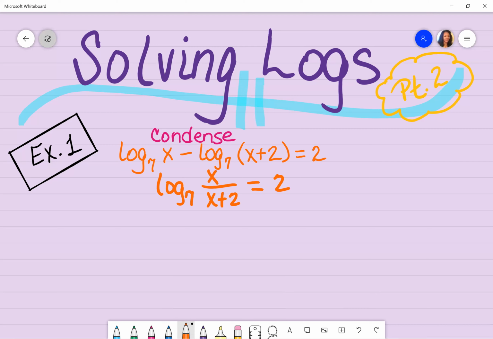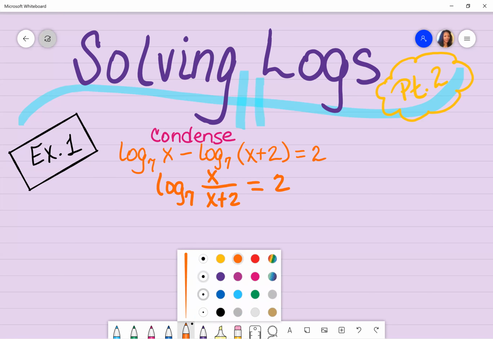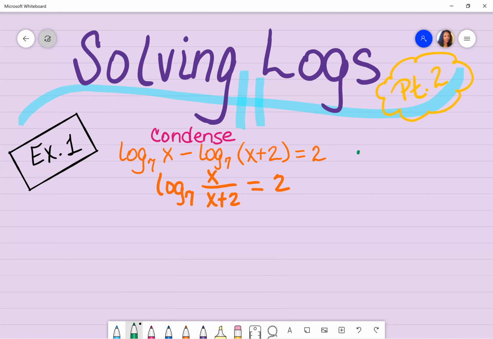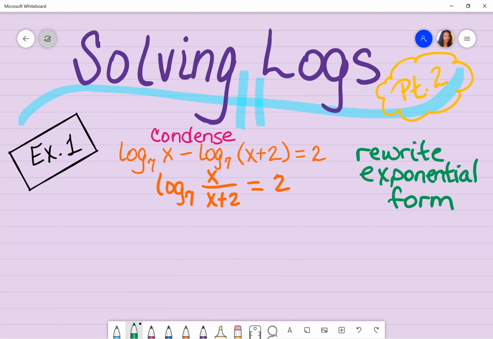Now at this point, if I ever see that happening, what I'm going to do is rewrite it in exponential form, because it's already in log form and I don't want to keep it in that form. So I have to get rid of the abbreviation log. Once I do that, then I have 7. Remember, you're going to take your base and go to the opposite side of the equal sign and then back to the value. So 7 raised to the second power is equal to x divided by x plus 2.